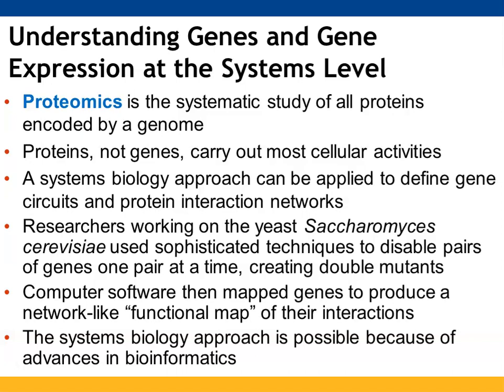Researchers used Saccharomyces cerevisiae, and they basically took pairs of genes and disabled them one pair at a time to create what we call double mutants. And then computer software was able to map those disabled genes to better understand how they interacted with one another. We would not be able to do that if we didn't have all the sequence information and the technology to analyze it effectively and rapidly.